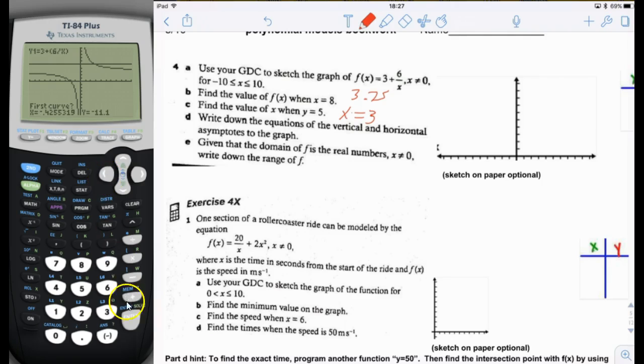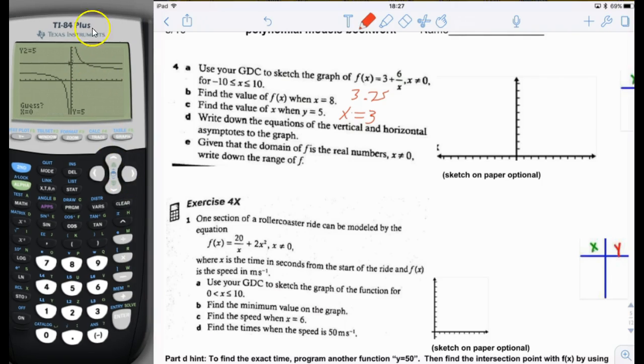Oh, I need to move a little bit. First curve, yes. Second curve, yes. Guess. Doesn't matter where, because there's only one intersection point right there. I don't need to move it around. I just need to press enter. 3, 5. There it is again. Okay? So when y equals 5, x equals 3. Two ways to do it.